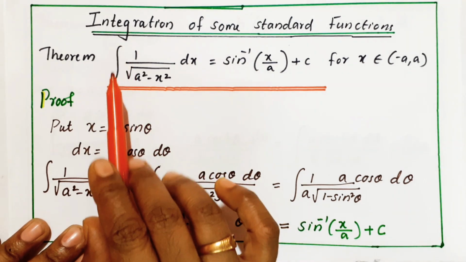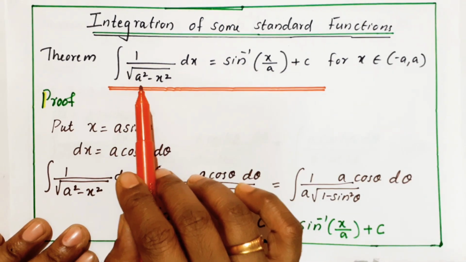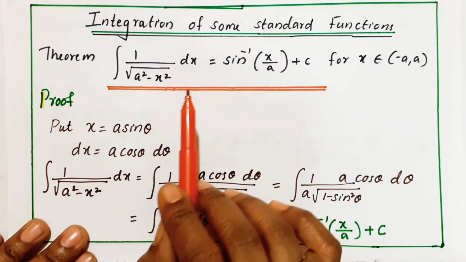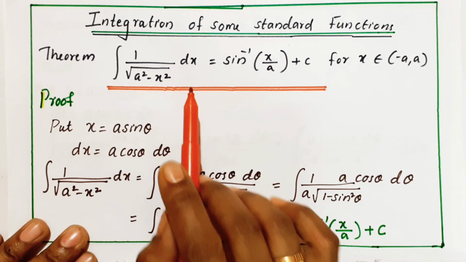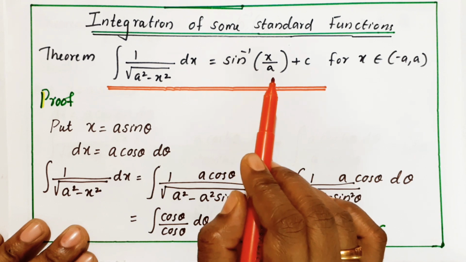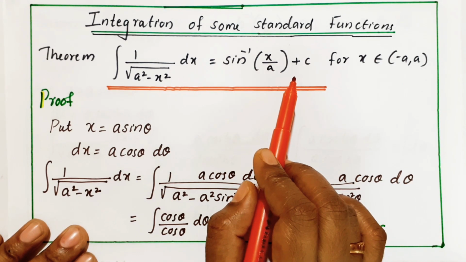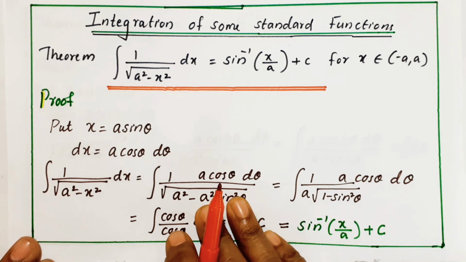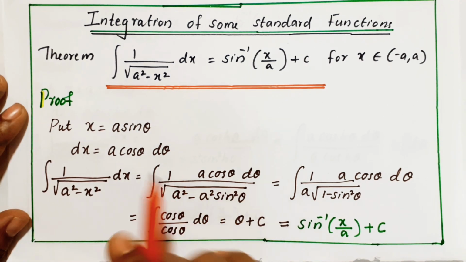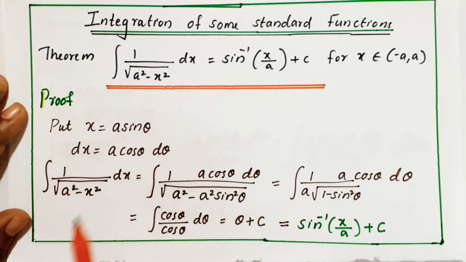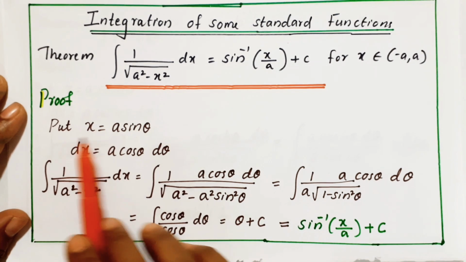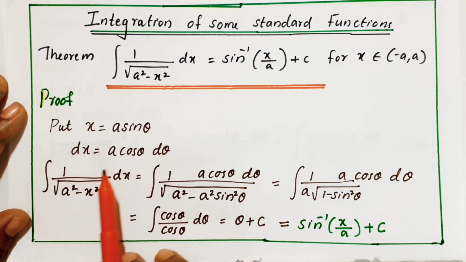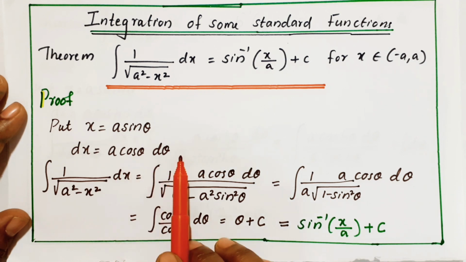See here the result of the integral of 1 by root over a square minus x square dx. Its result is sine inverse x by a plus c. Here I am showing how we get that result. For this question, we need to substitute x equals a sine theta. If you differentiate both the left side and right side, dx equals a cos theta d theta.